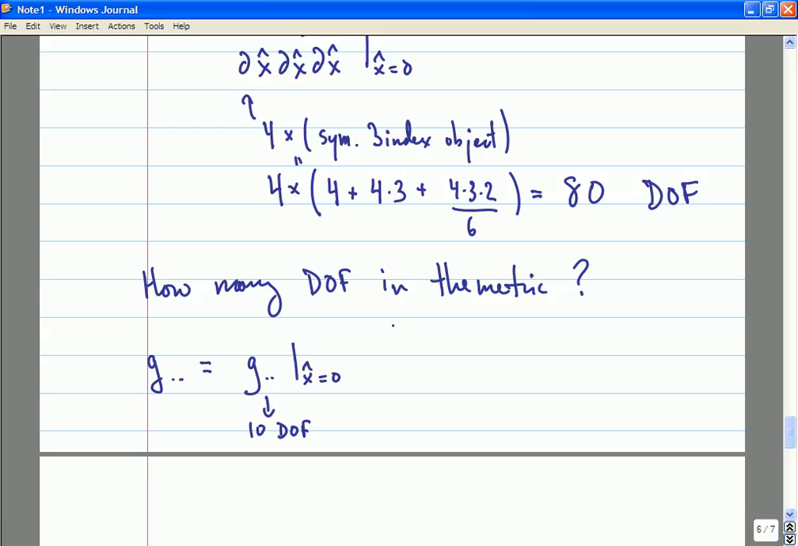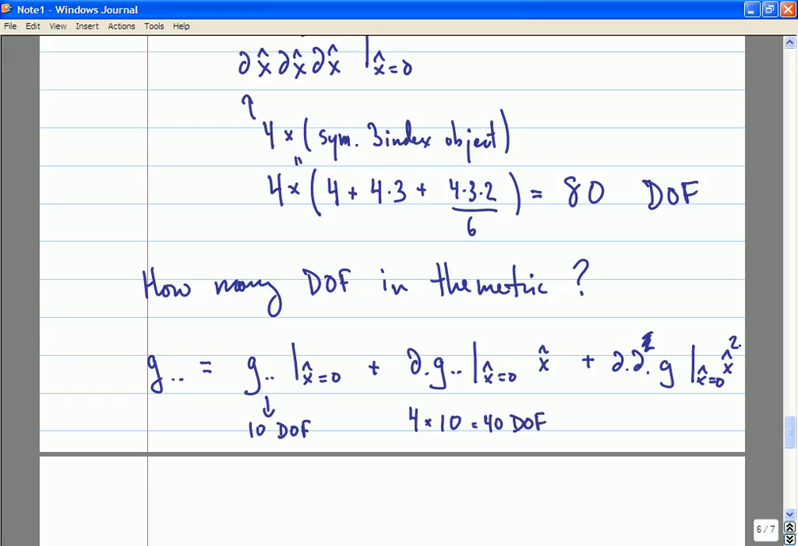Then the next term will be the set of first derivatives of the metric, evaluated at x hat equals 0 times x hat. So how many degrees of freedom will there be? Well, there'll be 4 for the derivative index, along with 10 degrees of freedom, so a total of 40 degrees of freedom, 10 from the metric, 4 from the derivative. And then there'll be a term involving the second derivative of the metric, evaluated at x hat squared. How many degrees of freedom will there be? Well, as above, the derivatives will be symmetric by the equality of mixed partials. So there'll be 10 degrees of freedom in the derivatives, the number of degrees of freedom in a symmetric two-index object, and 10 degrees of freedom for the metric, for a total of 100 degrees of freedom.